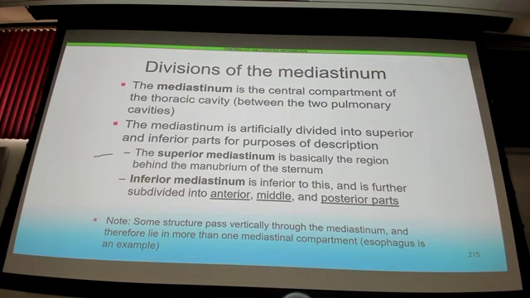Okay, the superior mediastinum is basically the area that's behind the manubrium. So if you picture going from the manubrium back, everything that's behind that is the superior mediastinum. The inferior mediastinum is down here below the body and xiphoid process of the sternum. They're going to divide this up a little funny. The superior mediastinum is divided into planes from front to back, from anterior to posterior. The inferior mediastinum is divided up anterior, middle, and posterior.